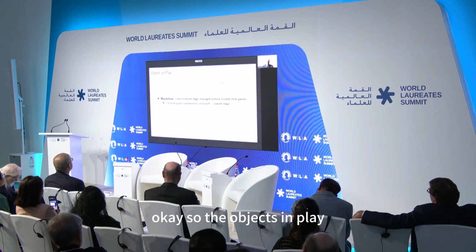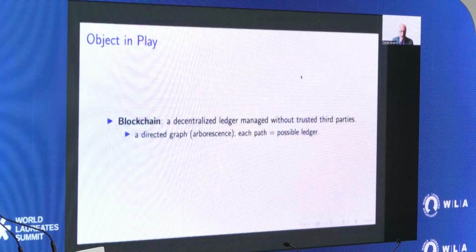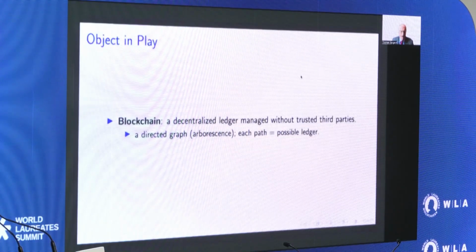Okay, so the objects in play, it's going to be a blockchain. Well, what is a blockchain? It's a ledger. It's a communally shared ledger. It's managed without any trusted third parties. Nobody manages it. It's the consensus of parties in the blockchain that manages it. Mathematically, it's a directed graph called an arborescence or a tree. In the tree, there are many possible paths, and each possible path is a possible ledger. Mathematically, a ledger is going to be a path.